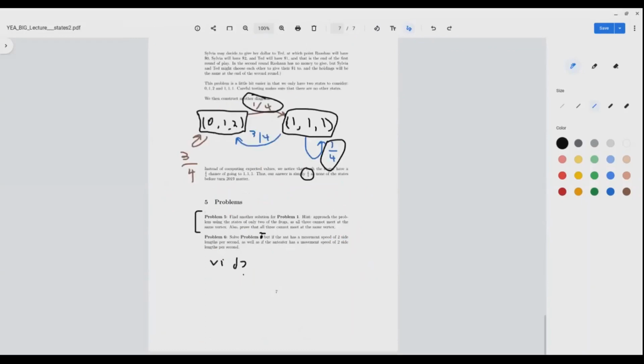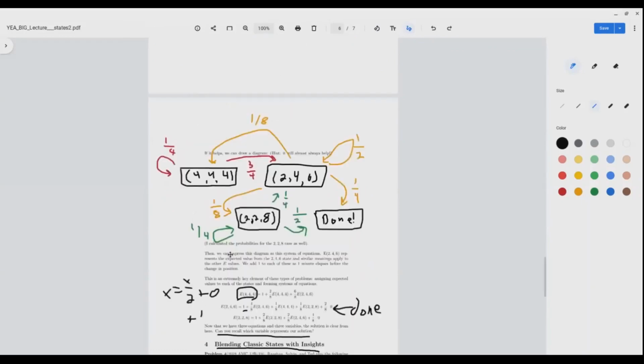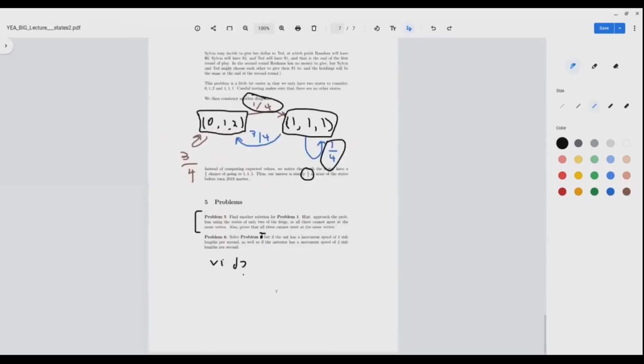Problem 5 is finding another solution for problem 1. This problem approaches the problem using the states of only 2 of the frogs, as all 3 cannot meet at the same vertex. You guys can do this one for homework. What I will do, though, before I leave, is put you on the right track by proving that all 3 cannot meet at the same vertex.